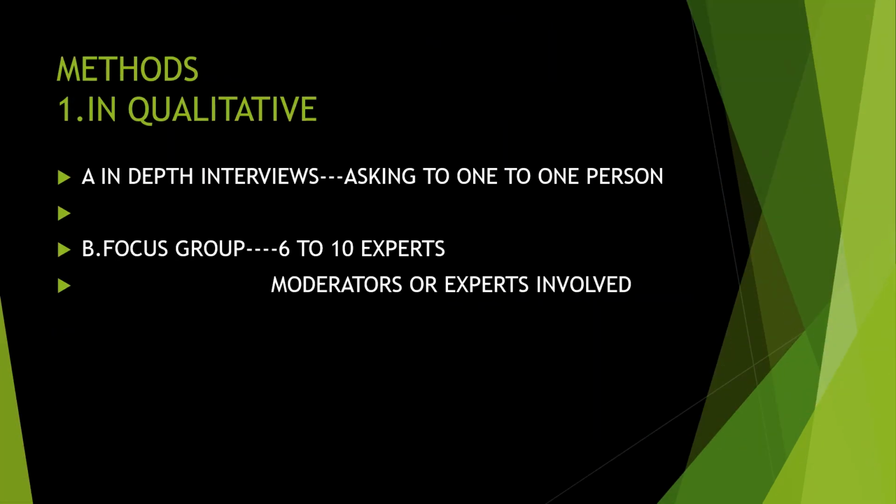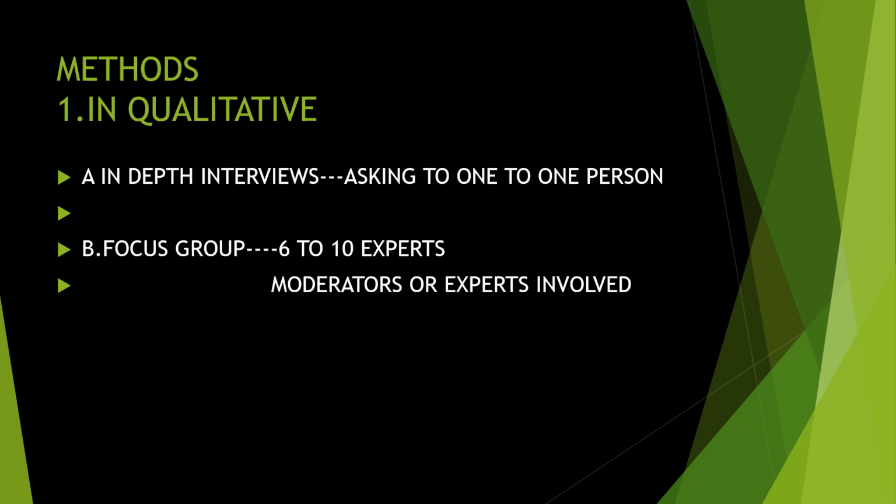Then in methods, what methods are used to do qualitative research? To do the qualitative analysis, some kinds of methods are used. What are the methods? In-depth interviews. An in-depth interview means asking questions to one person, or to a lot of persons. That is what we can do in qualitative analysis. There is no measurement. You can ask questions to a lot of people, then you come to a conclusion about what has happened there. That is what they do in qualitative research.